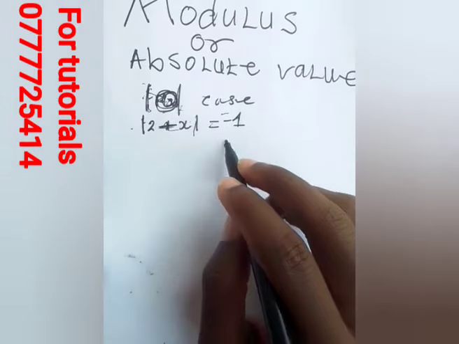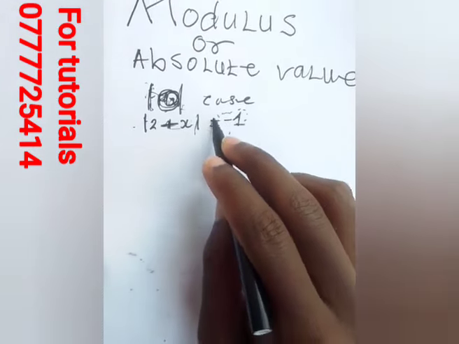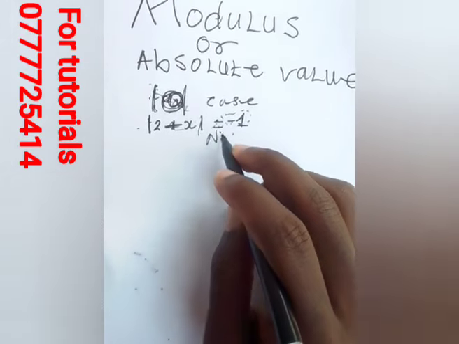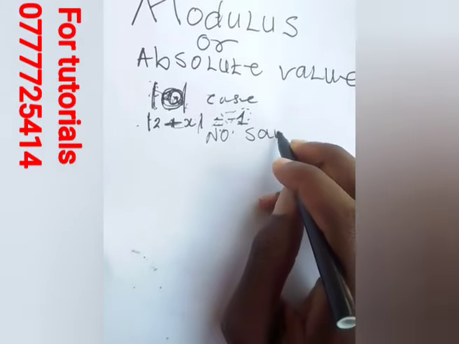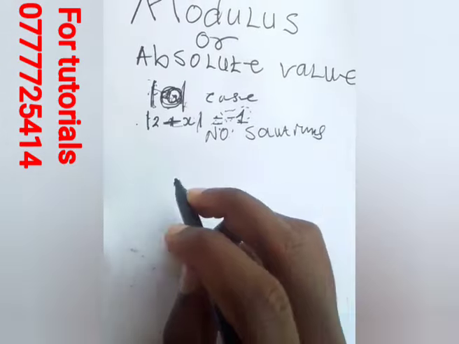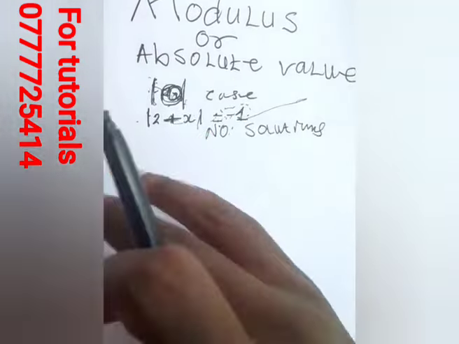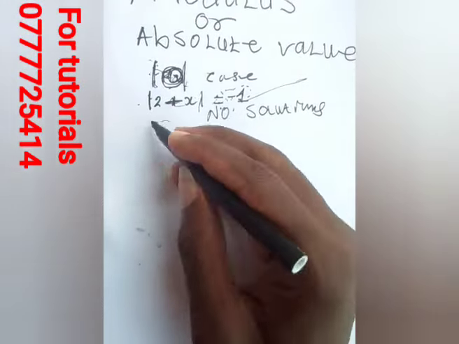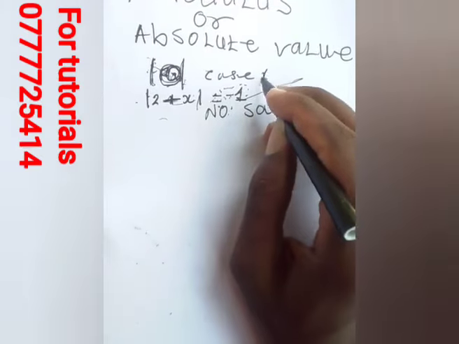So the first case is where you have a negative number here, and there is an equal sign. If there is a negative number here, it means that this has no solutions. Even though no question involves this, I've explained it anyway because it's important that you know this. So this is case 1.